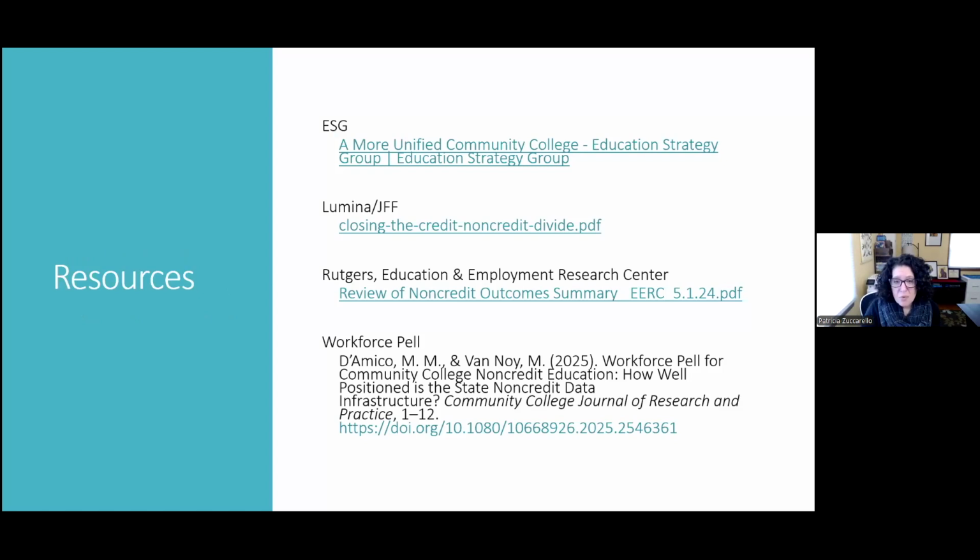And then here are the resources that were featured in today's session. So the model from ESG, there's also a model that Jobs for the Future has been working on with the Lumina Foundation that I thought was really great. Rutgers has a division out there, the Education and Employment Research Center, and they also did a study about non-credit programs and their outcomes, and I thought that was worth taking a look. And then this last piece on Workforce Pell is an article that Whitney shared with me that I thought was really helpful in thinking about what the ramifications are for this new funding stream. So these resources, I'll have live links here.